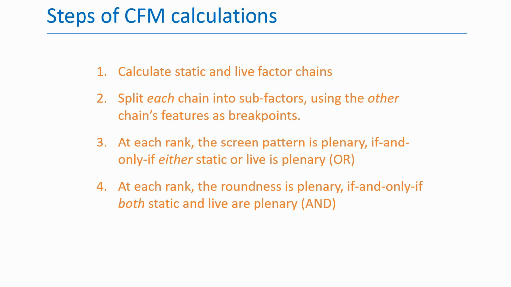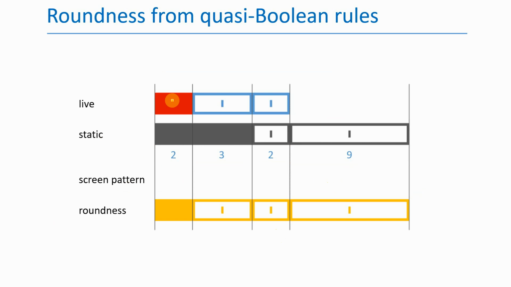Next, we apply the second quasi-Boolean rule. At each rank, the roundness is plenary if and only if both static and live are plenary. In other words, it's similar to an AND operation in Boolean logic. At the lowest rank, the static and live are both plenary, so the roundness is plenary. At the next rank up, only one chain is plenary, not both, so the roundness is singular. And at the next two ranks up, there are no plenary factors in either chain, so the roundness is singular.